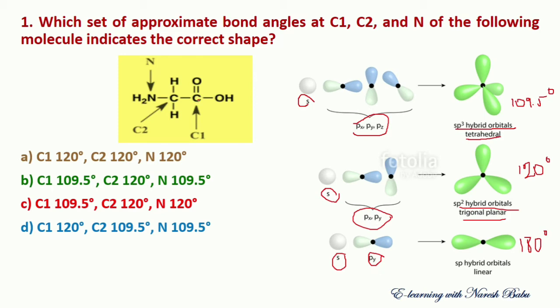If you observe here, the carbon C1 is sp2 hybridized, so it contains 120. So option B is wrong and C is also wrong. So coming to A and D. The next carbon atom, this carbon, is sp3 hybridized, and sp3 hybridized means the bond angle is 109.5. Here it is given as 120, so this is also wrong. So the correct answer is D. C1 is 120 and C2 is 109.5, and the nitrogen is also sp3 hybridized, so 109.5 degrees.